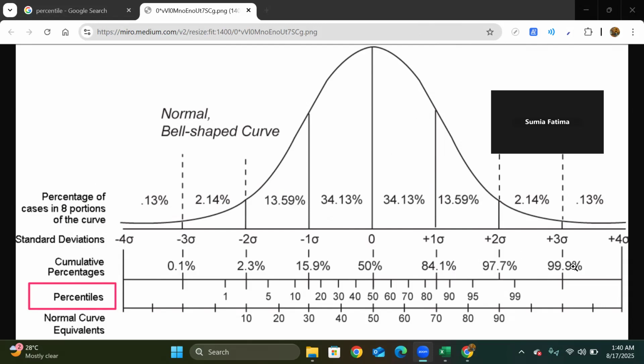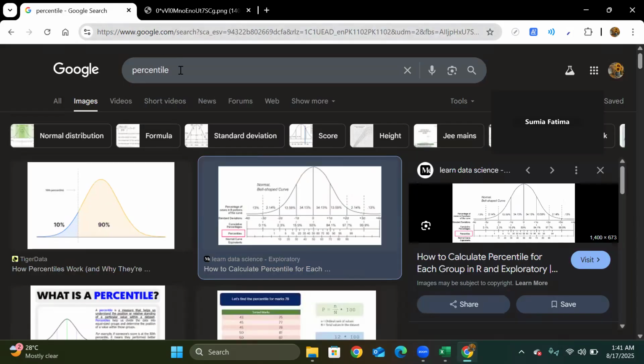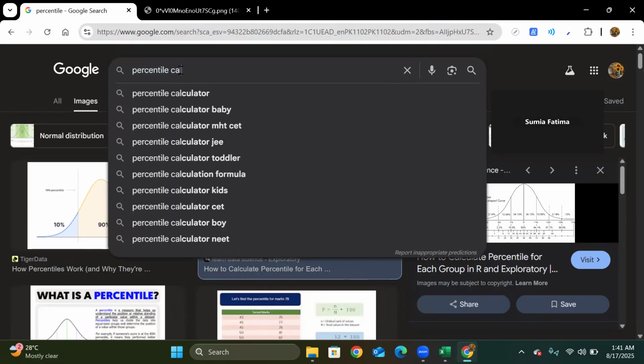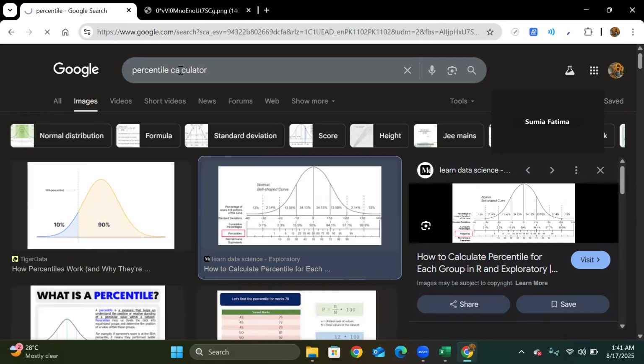But there are some states that have such a huge number of deaths that they are represented here, in the 90th or 95th percentile. And some states have such a low mortality rate that they are represented on this side, that is the 5th to 10th percentile. Okay, and the rest of them are distributed here in between, around the mean. So we will be using a percentile calculator for that purpose.